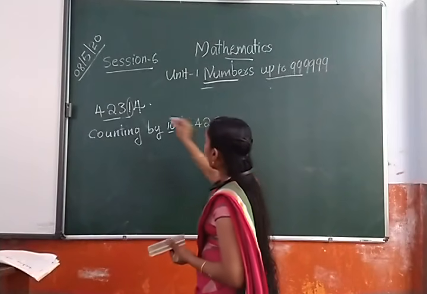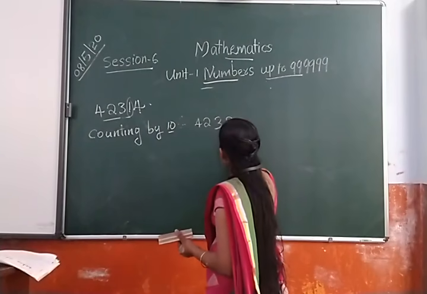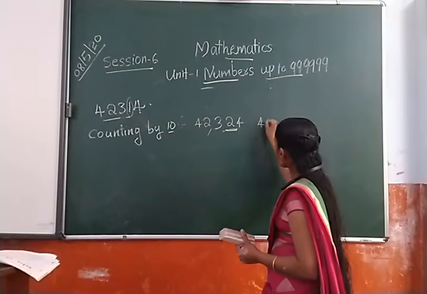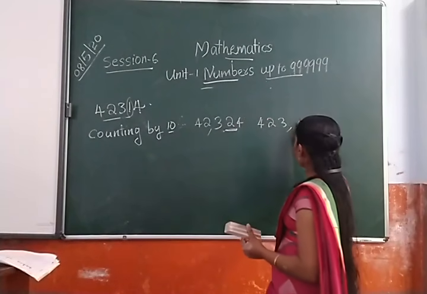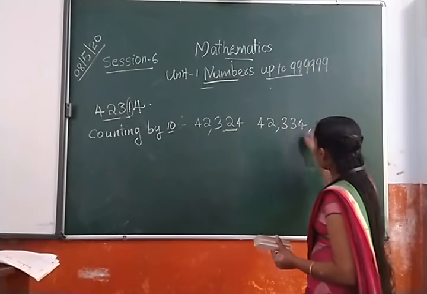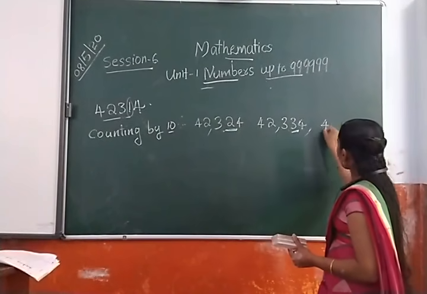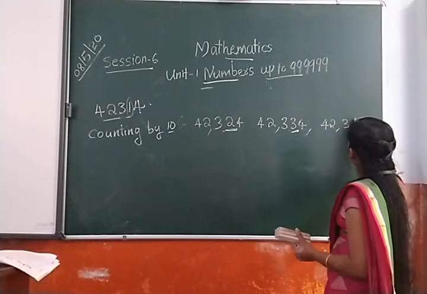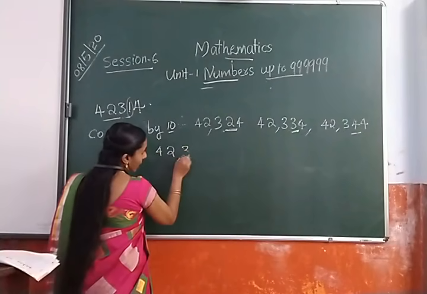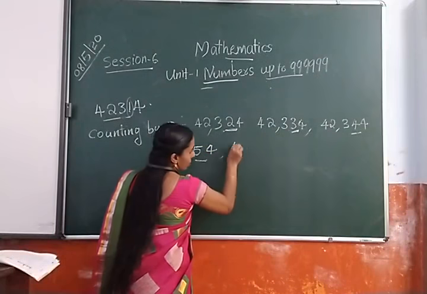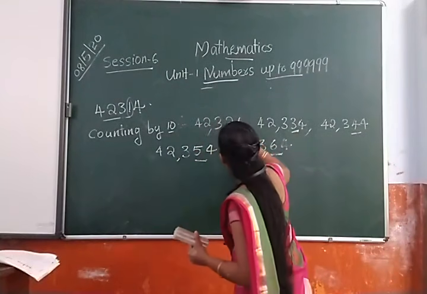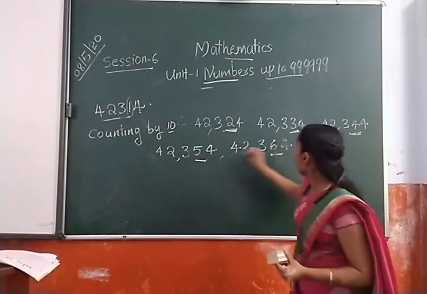Here, 42,314. The tens digit changes from 1 to 2: 42,324. Then 42,334, next 42,344, again 42,354, 42,364. Which place changed? Yes, only the tens place increased by 1.